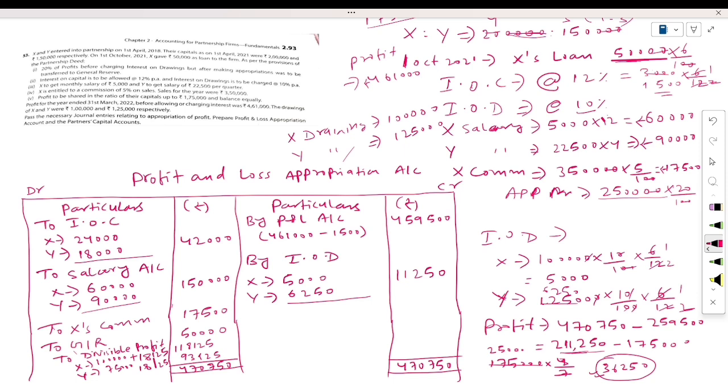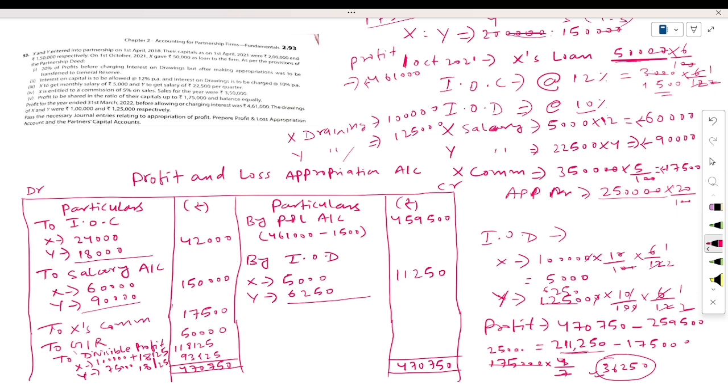And for interest on drawing we will make the entry because drawing is an income. So here what will be X interest on drawing account debit? It means X capital account debit, Y capital account debit to profit and loss appropriation account. At the time of divisible profit, what entry we will pass here? We will pass profit and loss appropriation account debit to X capital account to Y capital account. So these entries we will pass here.